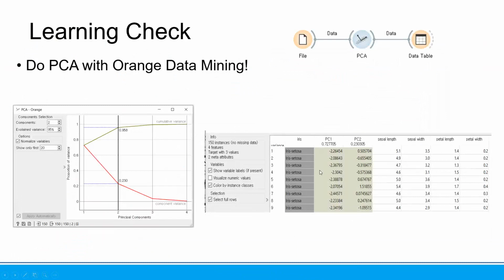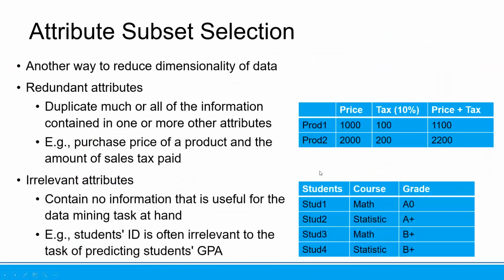Okay, so this is the PCA. The other way to do the dimensionality reduction is to use the subset selection. What is subset selection?